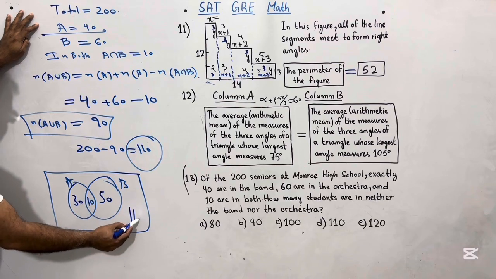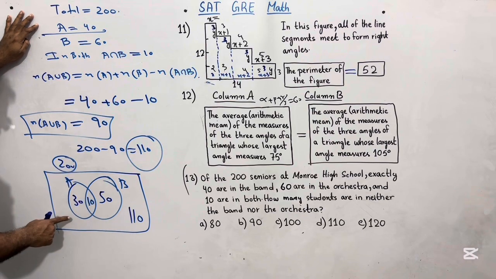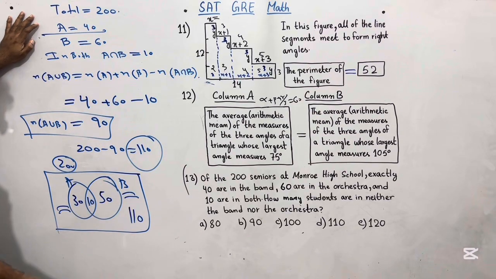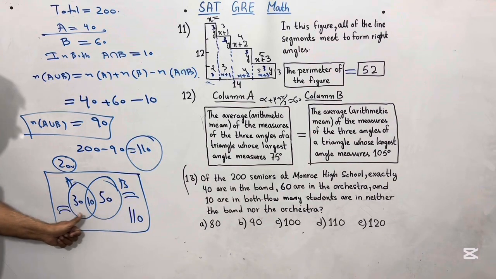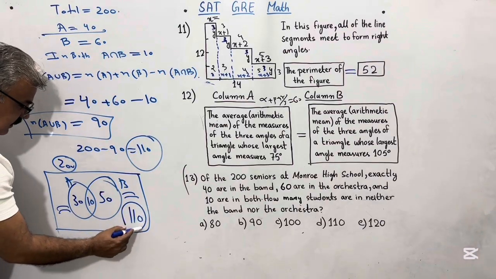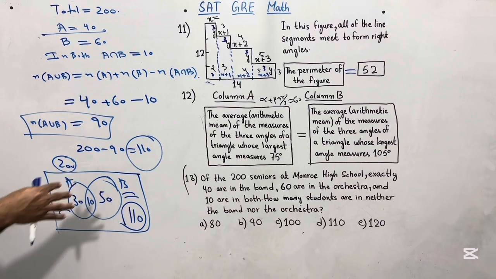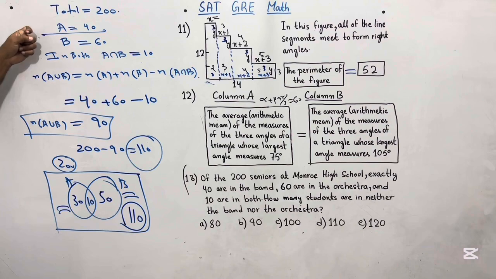So there are 110 students. They neither belong to band, nor to orchestra. That is the way of using Venn diagram to calculate the number of elements, whether it is A intersection B overlapping portion, A, B, or neither in A or B. That's the number 110 that neither belong to A nor to B mathematically. In words, we can say that 110 is the figure that neither belong to band nor to orchestra.